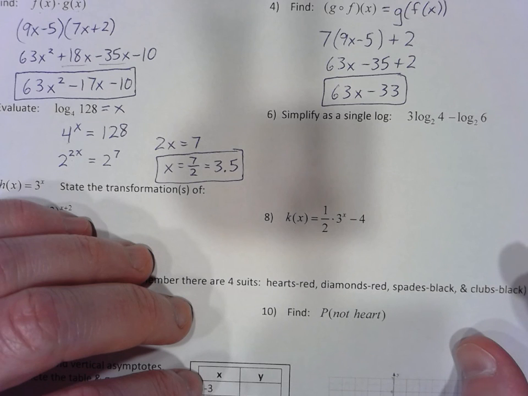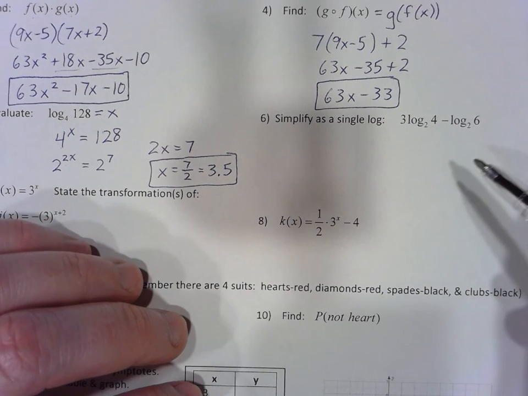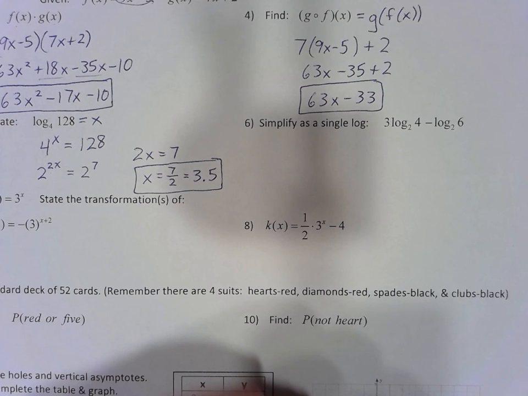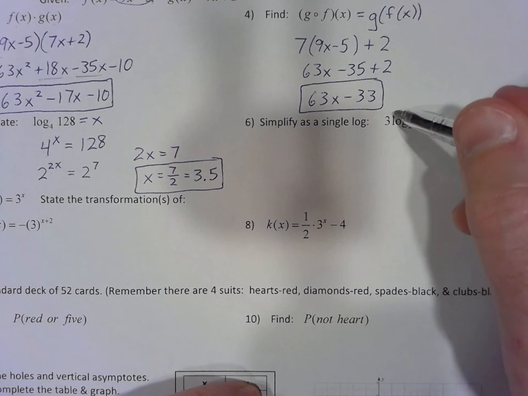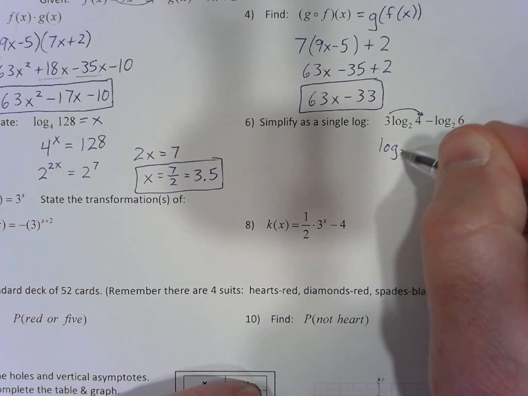The other rules come when we try to simplify a logarithm. First rule is that if you have a coefficient, it can always come back as an exponent inside the logarithm. So we can rewrite this as log with base 2 of 4 to the 3rd power.